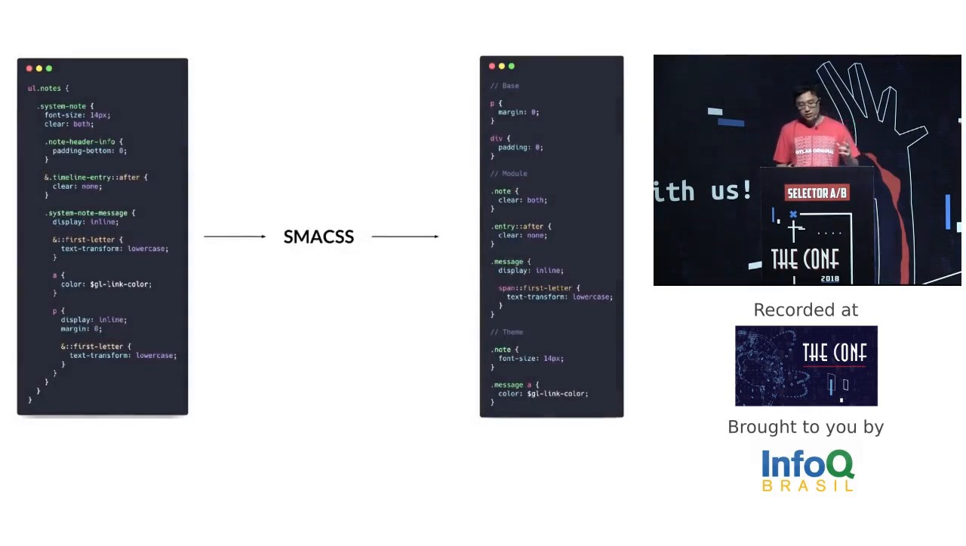So once again, if we go through our previous example and convert it to SMACSS, this is an example of what it would look like. Our base would be setting the margins back to 0, similar to normalizing it. Our module will be setting more of the specific styles for that class, note, entry, message. And then the theme is more of the visible features.